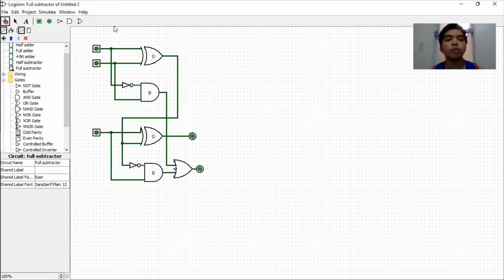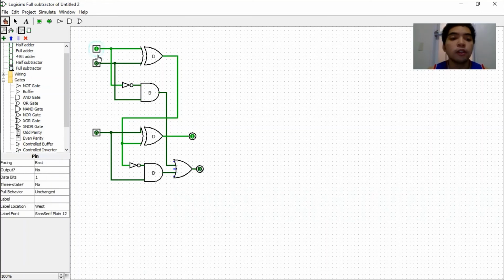Let's say we're going to subtract 1 minus 1. So we can expect that the difference must be 0. And if we try 0 minus 1, both the difference and borrow must light up 1 and 1, right?